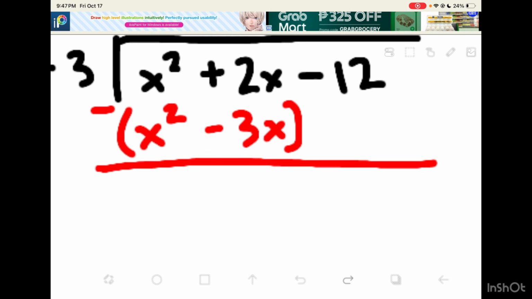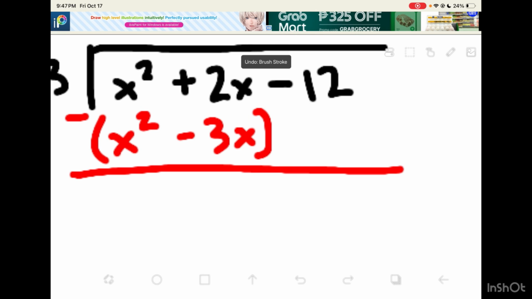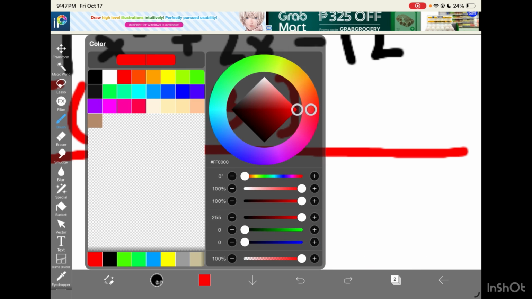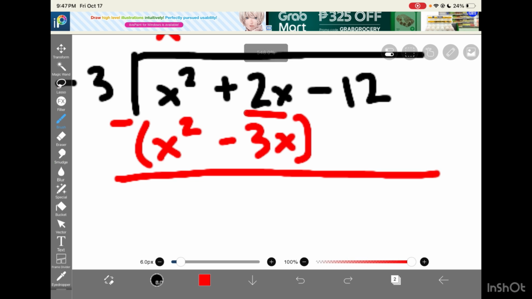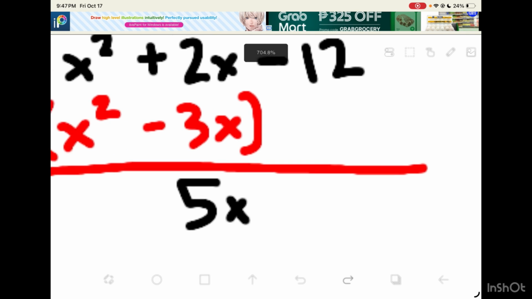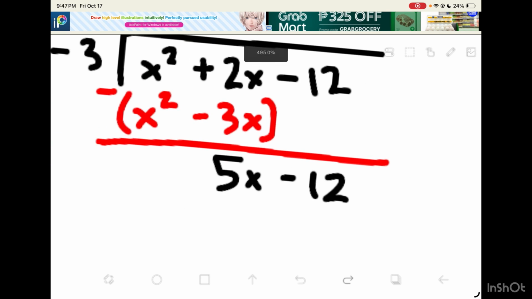So x squared minus x squared is just cancelled out. 2x minus negative 3x. So put that 2 minus negative 3. That's equal to positive 5. So 2 minus negative 3 is equal to 5x. And then we just bring down the next term, negative 12.